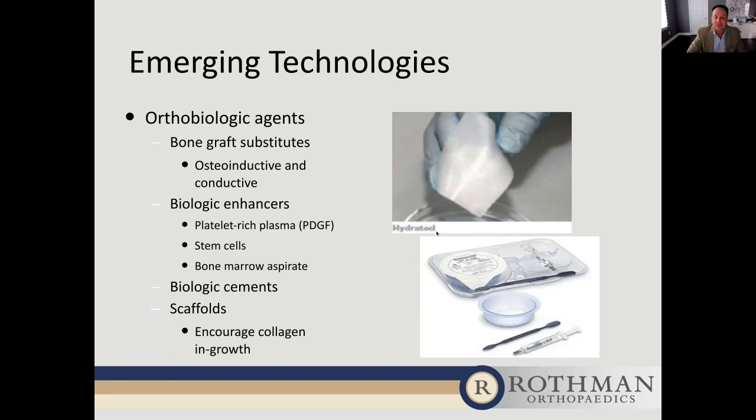We can also put scaffolds, for example, like this picture right here. We can do a repair of a tendon and add a scaffold over the top of it to try to enhance the healing. This is usually a collagen matrix. So these are some of the things that are coming around the corner that we're using now to biologically enhance the things that we do in orthopedics, especially in sports medicine.